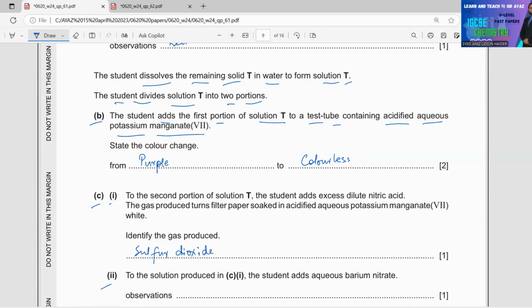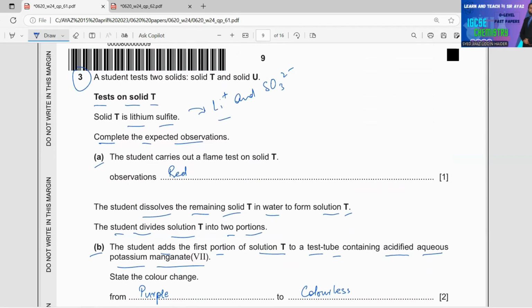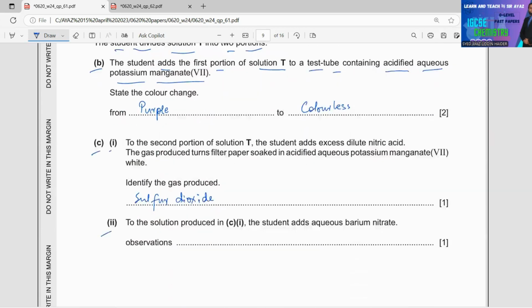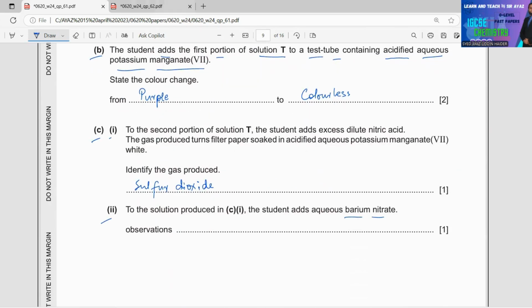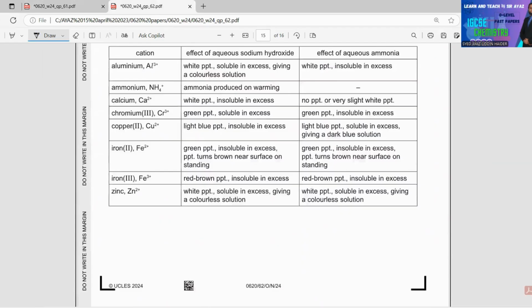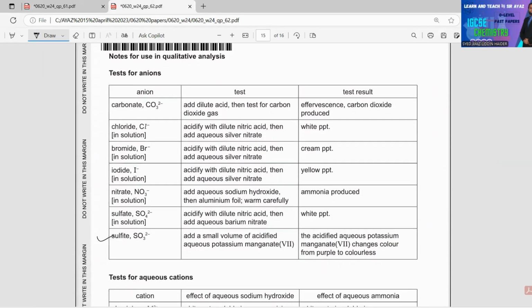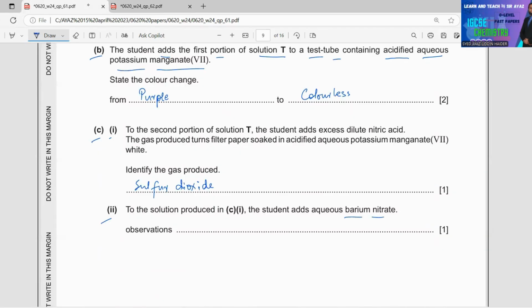Part 2. To the solution produced in C1, the student adds aqueous barium nitrate. Observations. So we are having only Li+ and SO3 2-, and this test, barium nitrate, is for the presence of sulfate ion. If you look at this anion, sulfate ion will be tested with aqueous dilute nitric acid and barium nitrate. So there won't be any change there. So I will write no change.